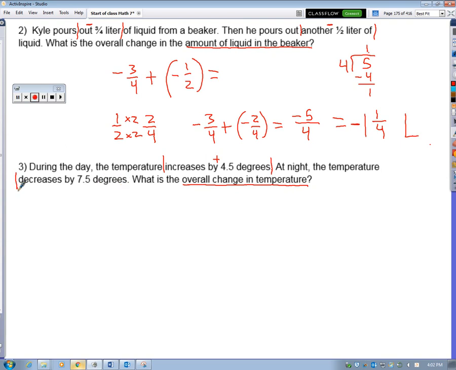Can you picture that story in your head? Daytime, the temperature going up, nighttime, the temperature going down. Okay, it follows a sequence. We're going to add those numbers together to see what we have. We have 4.5 plus, use your parentheses here so you don't get confused thinking that's a minus sign, because that's going to be a negative 7.5. Alright?